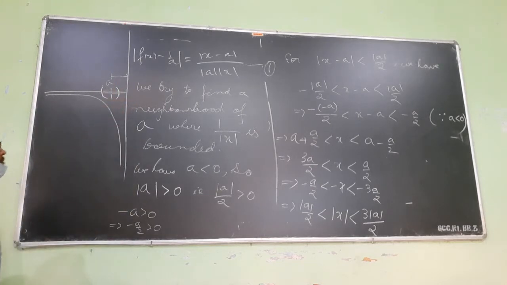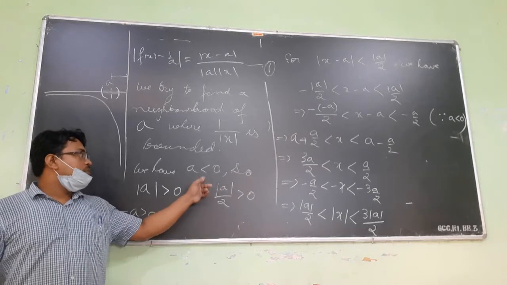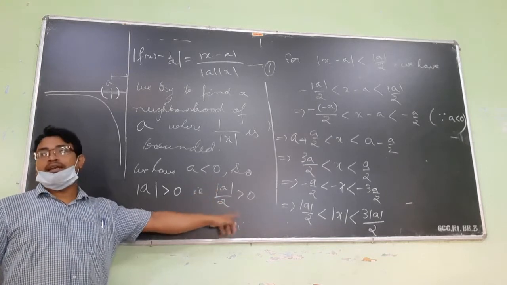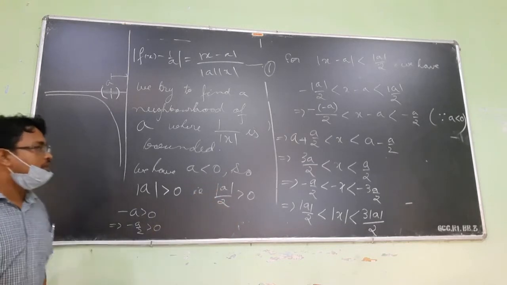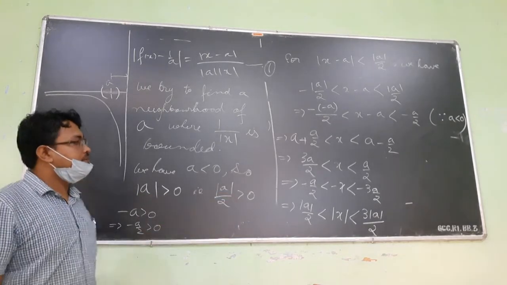Sir, a positive? A negative. We are doing the other case. Positive already we have done. Here a is negative. So that is why in the positive case there was no problem, because I could have taken a by 2 as the delta. Positive case, a by 2 was delta. In the negative case we have to take mod a by 2 as the delta. That is the thing.